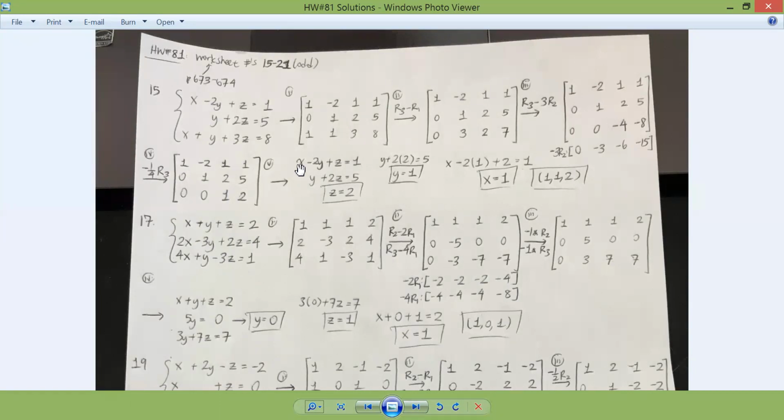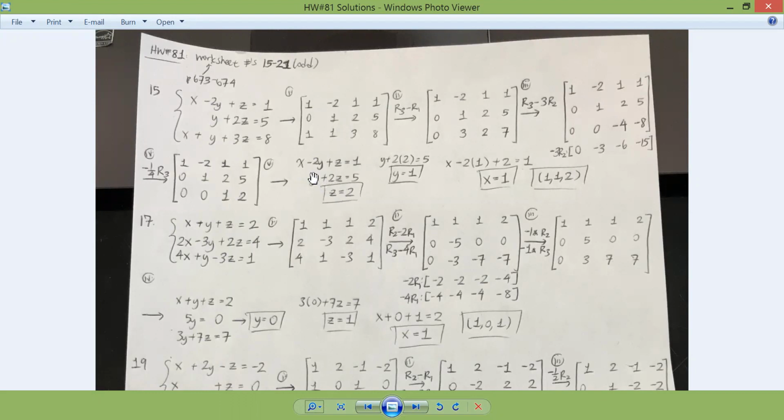Well, actually, no, I shouldn't say comma. Yeah, just 1, 2. Commas would be reserved for the final answer. Just clarifying. Anyways, we're going to write the matrix now as a system of equations, so that would be x minus 2y plus z equals 1. We also have y plus 2z equals 5, and then z equals 2. Okay, so z equals 2 here, that's already solved for.